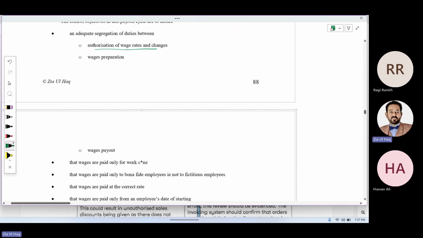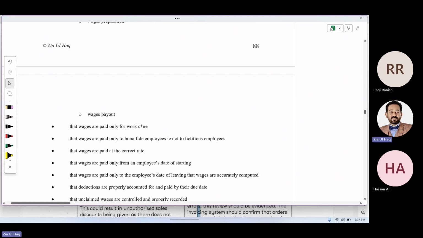Authorization of wage rate and changes should be the responsibility of the HR department. The objective is to ensure wages are paid only for work done. What is the control? Overtime should be authorized by the foreman. To ensure wages are paid only to bona fide employees, not to fictitious employees, there should be segregation of duty between record maintenance, wage preparation, and wage payout.